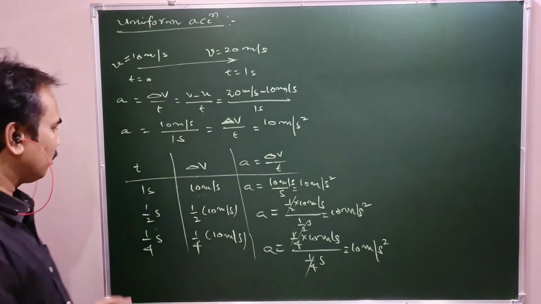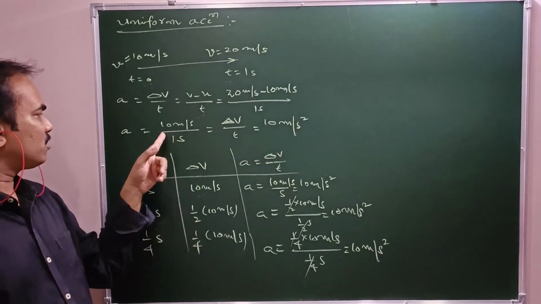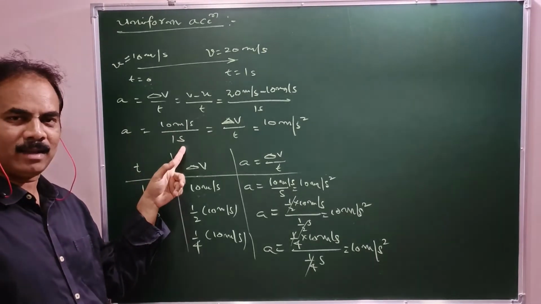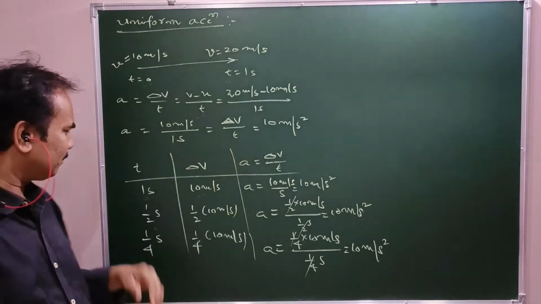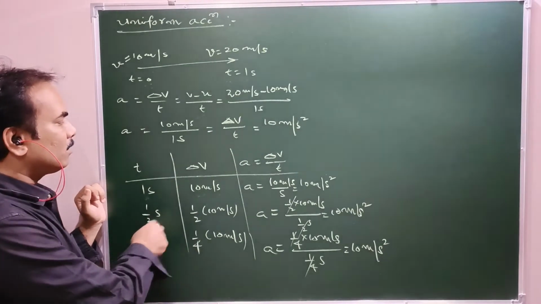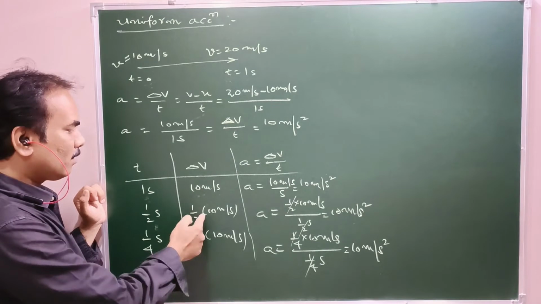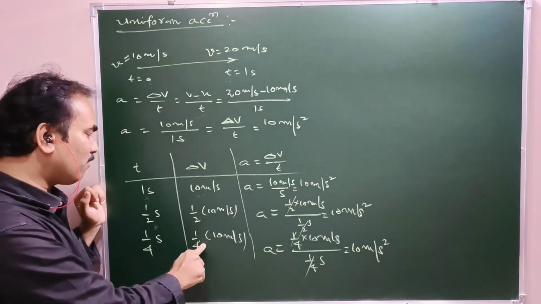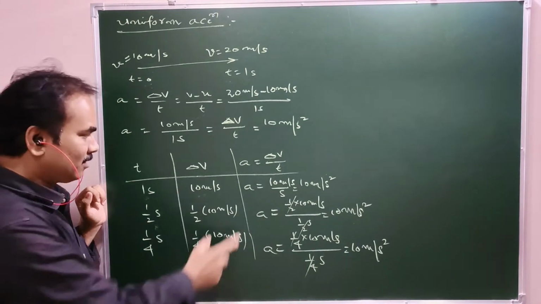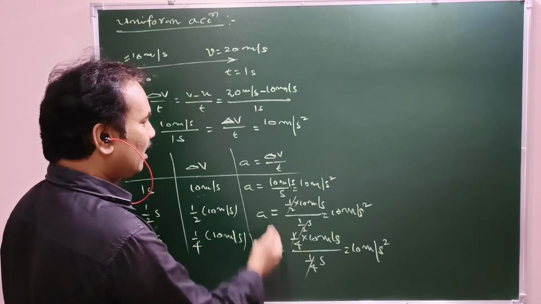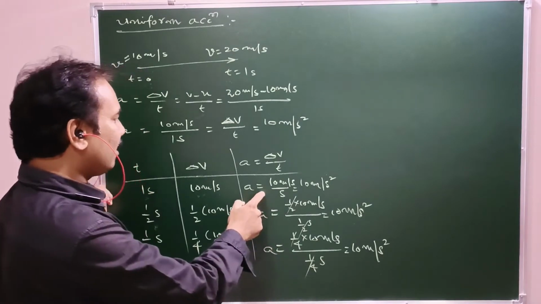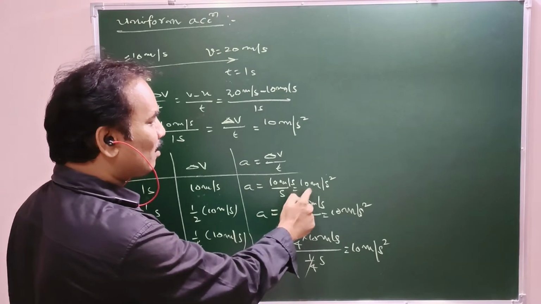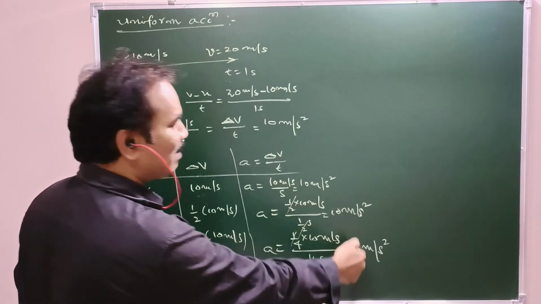See, if any particle undergoes a change in velocity through an amount 10 meter per second every second, and if that acceleration is constant, then for every half second the change in velocity must be half of 10 meter per second. For every 1/4 second, the change in velocity must be 1/4 of 10 meter per second, such that acceleration remains the same in magnitude. Am I right? Every equal interval, what should be the acceleration in magnitude? 10 meter per second square.